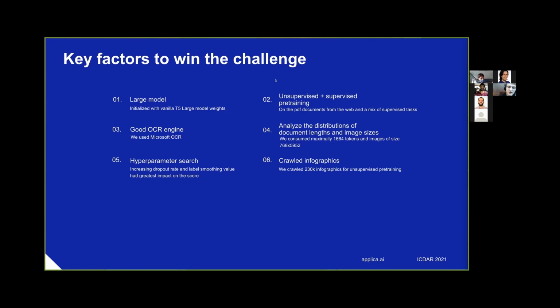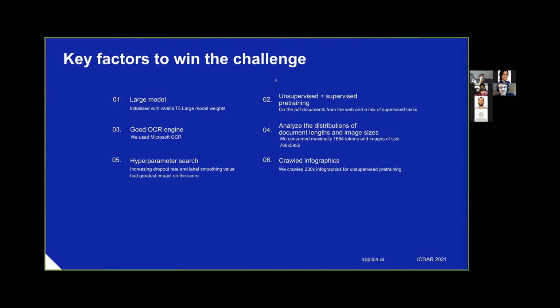Another important thing was the analysis of the document lengths and image sizes. Since some infographics had very great height and many tokens, it was crucial to consume as much as we could and find a sweet spot between the length of the tokens we could process and the size of the image. So for the tokens, we set the maximum length as 1,666 tokens. As for the images, it's a little bit more complicated because we scaled every image to the width of 768 pixels, and we preserved the aspect ratio.